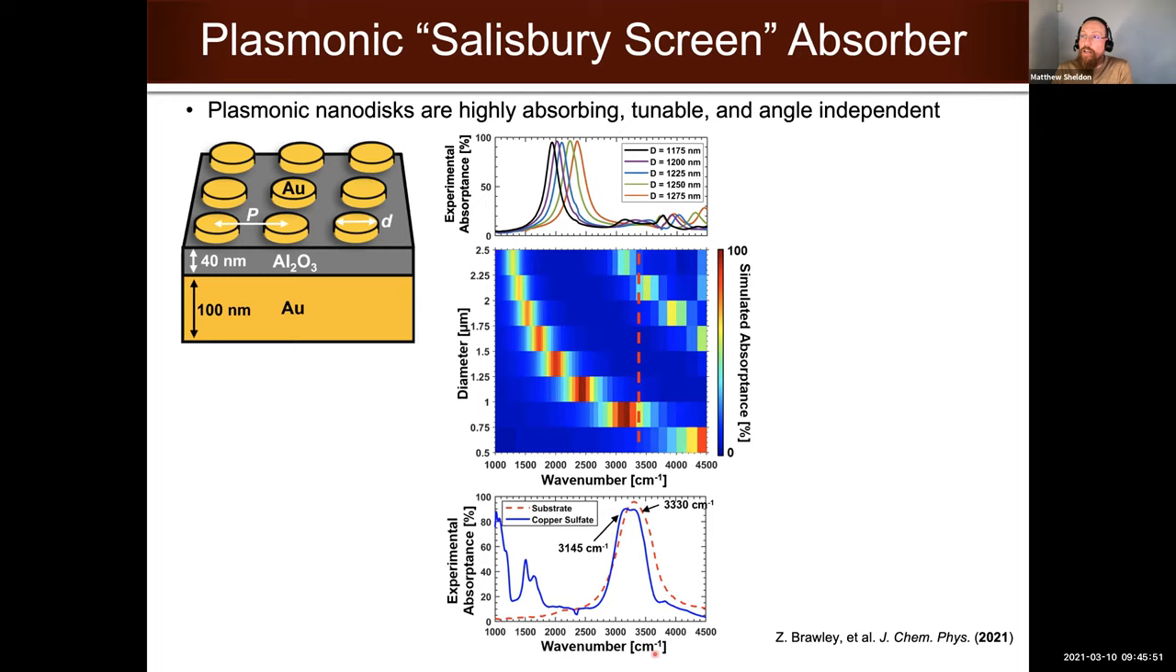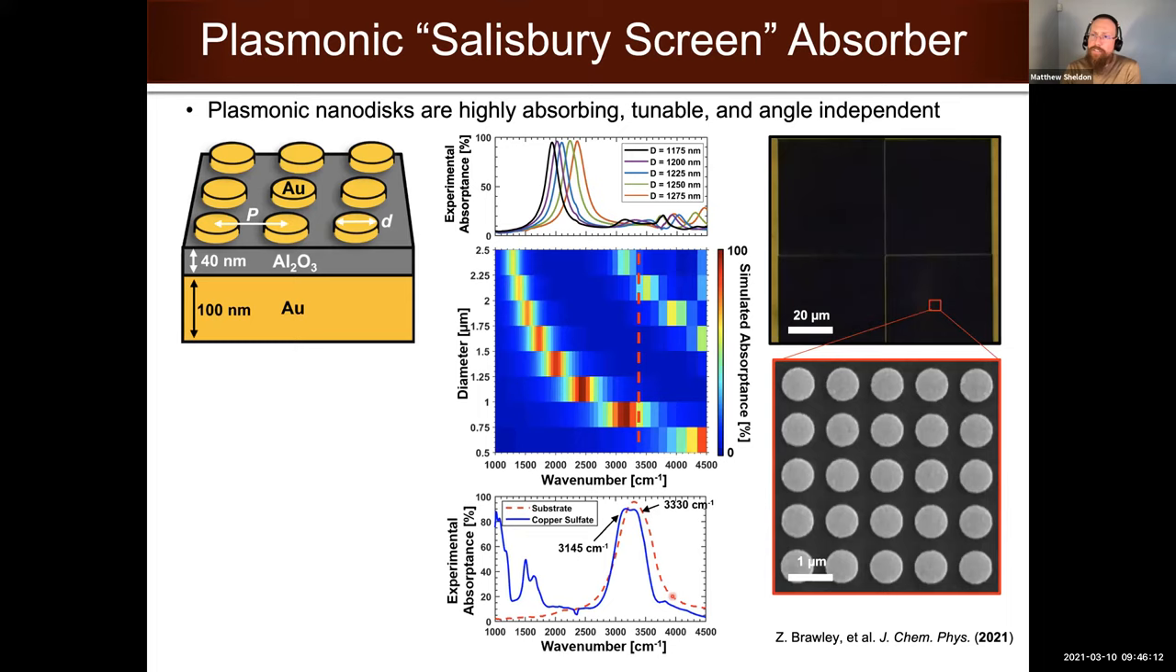And then here in blue, for a point of reference, is the copper sulfate that we're trying to couple to. And this is the strongest, most pronounced water mode. And this is the actual absolute absorbance. It's actually at normal incidence almost 100% absorbing on our array. And the same is true for the salt that we're trying to couple to and understand the chemistry.